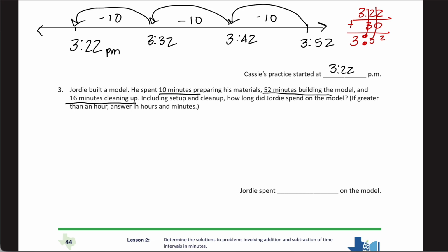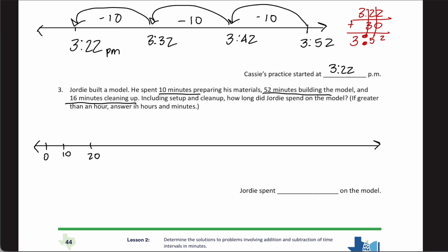Okay, so with this process here, we're going to do the same process of drawing our number line. And again, I'm going to skip count by tens. Remember, always start at 0. 10, 20, 30, 40, 50, 60, 1 hour, 70, 80, 90, 100, 110, 120. And then this 120 makes 2 hours.